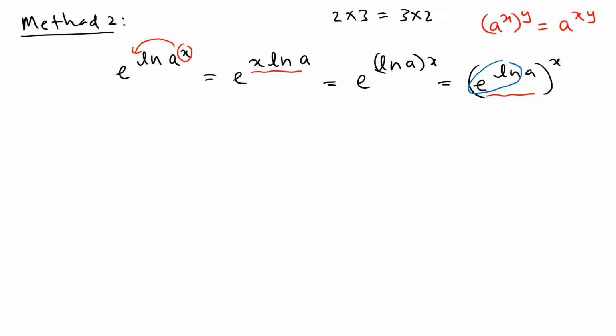This is just a, so it becomes ax. So this is simply equal to ax. So that is the other method to prove this result. So these are all proofs. Okay, so let's look at some of the examples that you can do using these results.